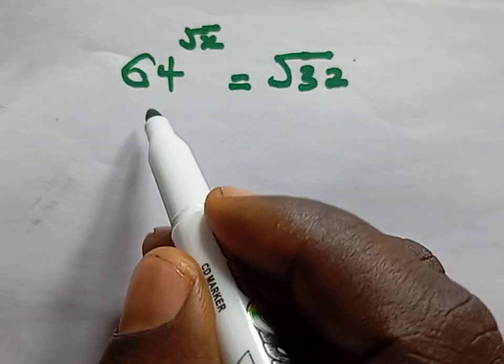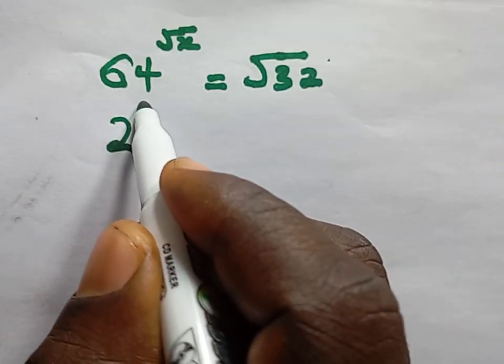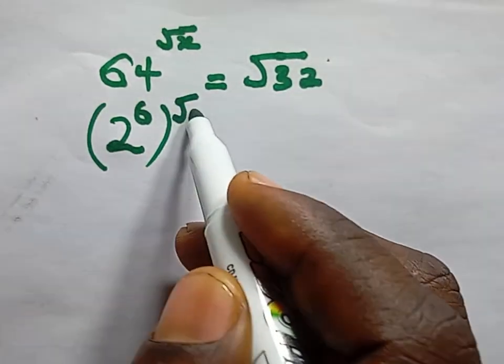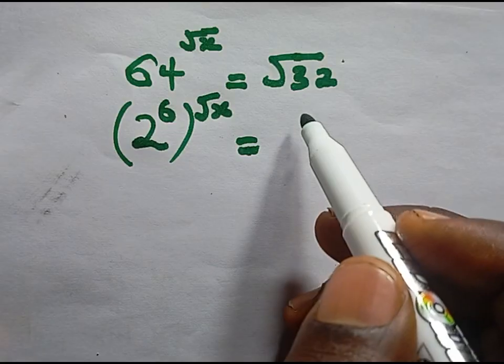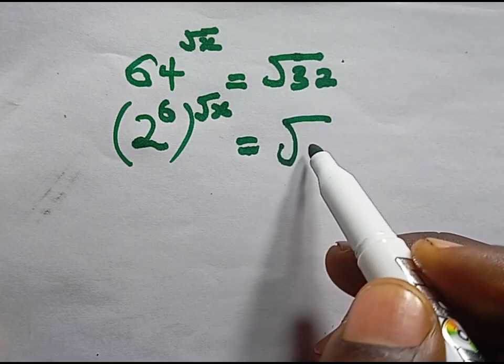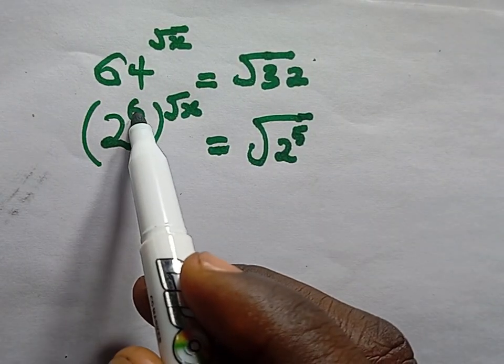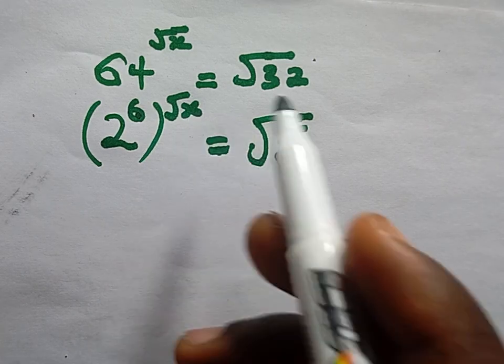We can actually write this 64 here as 2 power 6. Okay, and then let me put this power in bracket. Then we can write 32 as 2 power 5. So I'm actually going to use this to multiply this 6 to multiply root x.